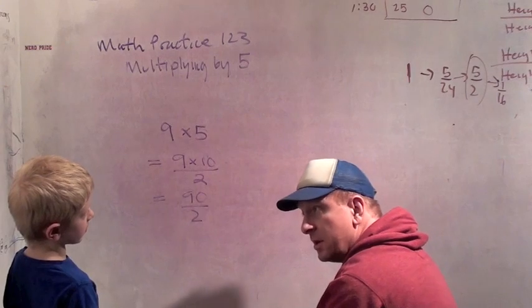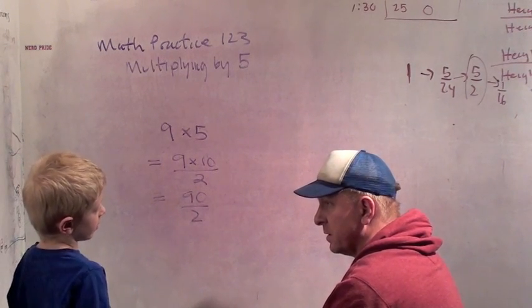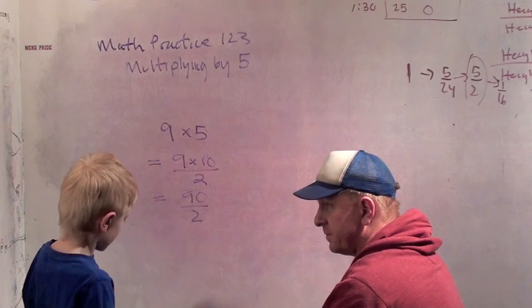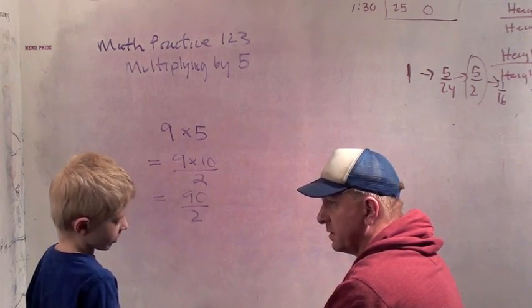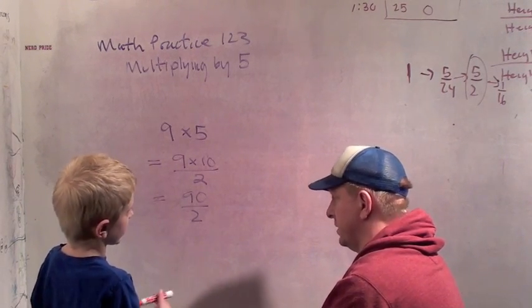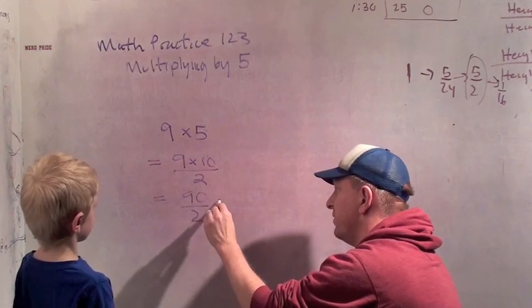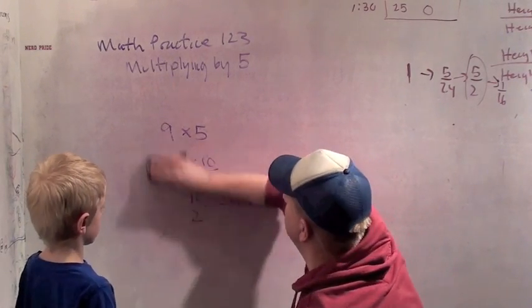45. How'd you figure that out? Well, 45 plus 45. You take the 40s, add them together, you get 80. 5 plus 5 is 10. 80 plus 10 is 90. There you go. Okay, so this is 45. Good job.